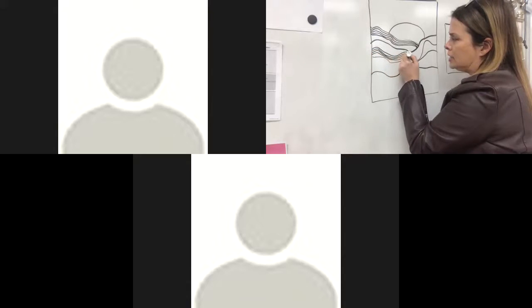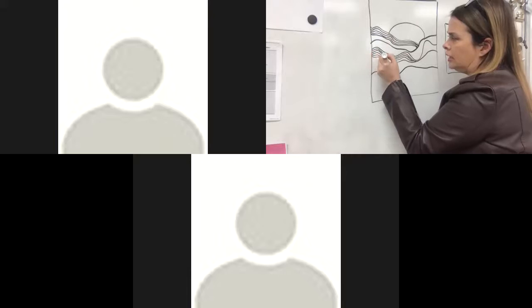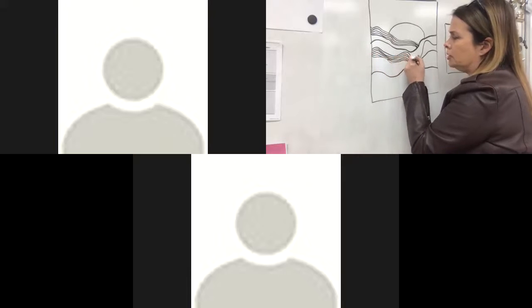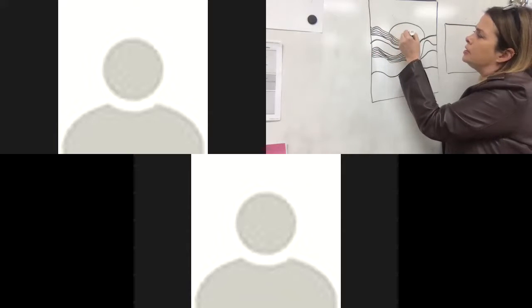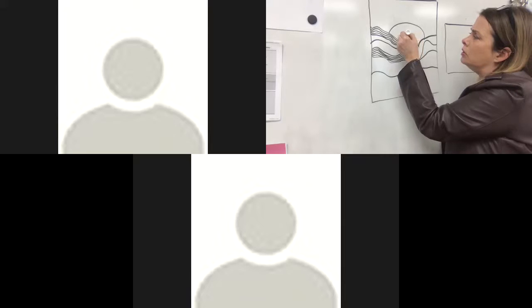And practice line control. Yes, you can do this in pencil. If you want to do it in pen or marker, that's perfectly fine. Same for the sun. Maybe I start here in the middle with the spiral. Okay, I mean, mine's looking a little wonky.